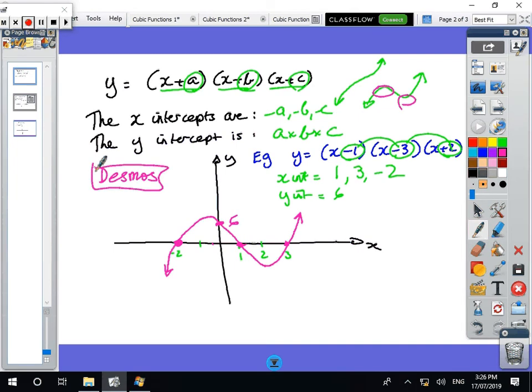So you take the opposite numbers in the brackets to get the x-intercepts. You multiply the numbers in the brackets to get the y-intercept. So you mark the x-intercepts in, split the gap, and then it's got to turn, and split the gap, and it's got to turn, and then wherever it crosses the y-axis is the y-intercept.